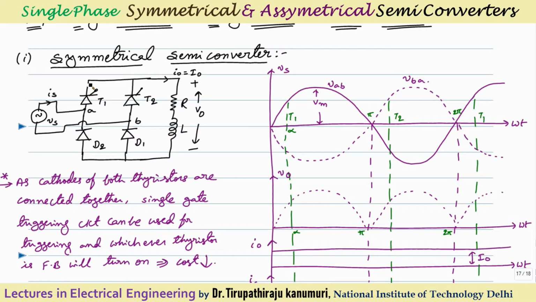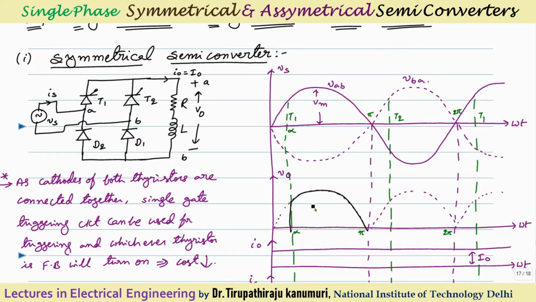Now A will be connected to the output here. Because B is negative, diode D1 is forward biased. As diode D1 is forward biased, the circuit will be closed like this, so B will be connected here. That means the output voltage is equal to VAB. The output follows VAB up to pi.